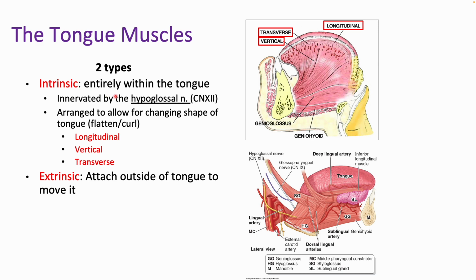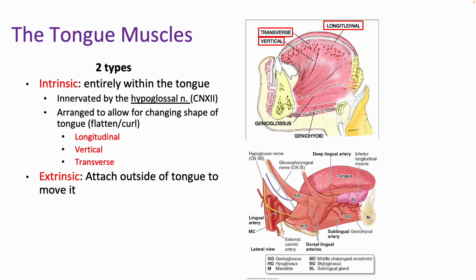So looking at our intrinsic muscles first, all of them are innervated by the hypoglossal nerve, which is cranial nerve 12. And so when you see hypoglossal, you want to be thinking motor function to the tongue. And we'll see that for the most part continues on with the extrinsic, but all of the intrinsic are hypoglossal. They are also arranged to allow for all sorts of different shapes of the tongue. So if you flatten your tongue, curl it, roll it, whatever, we want to have a diverse set of muscles that's going to allow for that.